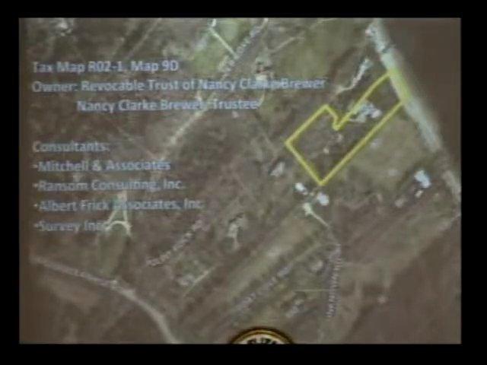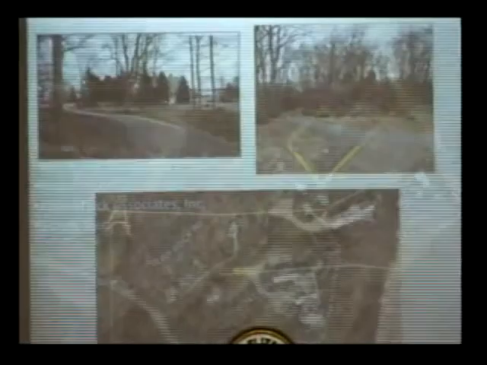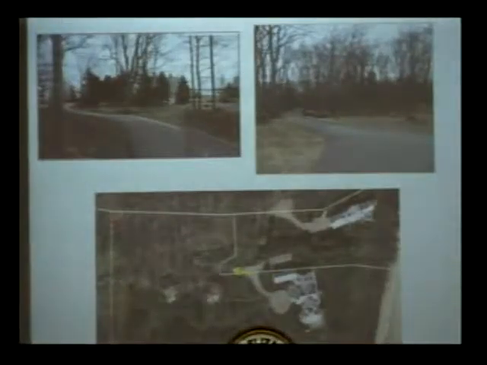What the Brewers are proposing to do is take this portion of the lot and develop a lot two as shown on the plans that were sent in. What I'd like to do first is walk through the site right here. This first view is right as you come onto the site.